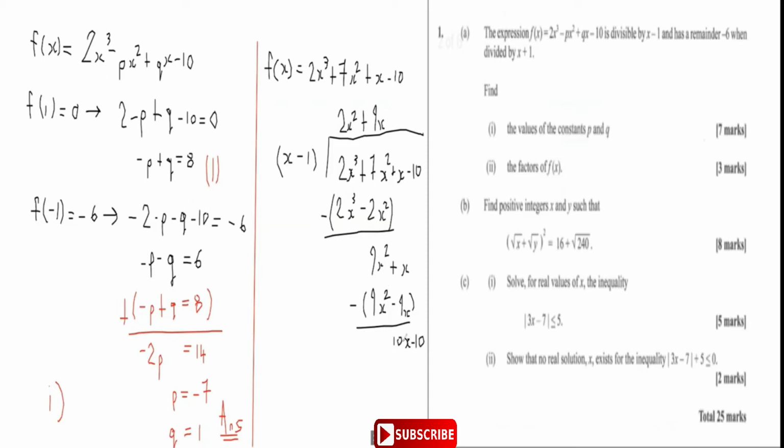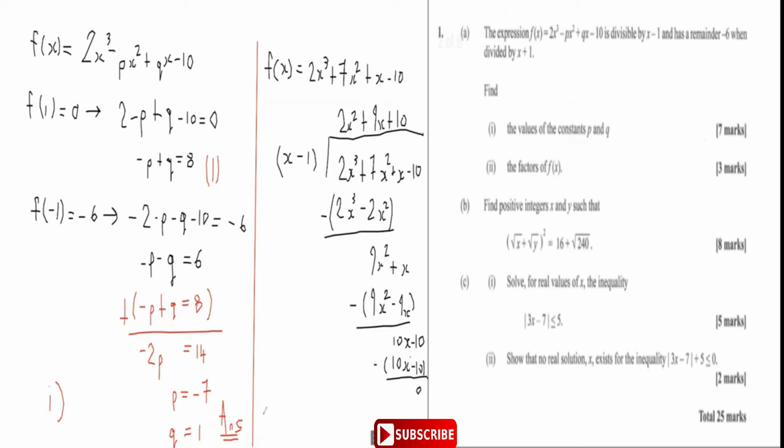Then x into 10x, that is now positive 10. And then x times 10 is 10x. Minus, now 10 times minus 1 is minus 10. Then we do our subtraction. We get 0. All right, so now we have the quadratic factor.